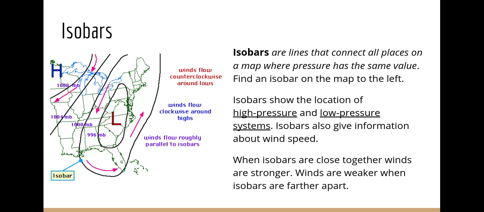So let's talk about how we can read different kinds of weather maps. This is one kind of weather map that's showing us how the winds are flowing and the air pressure systems, and we can infer where weather fronts will happen, or we can guess where weather fronts will happen off of this graphic. So isobars, which are shown here, those black lines, are lines that connect all places on a map where pressure has the same value. So let's find an isobar on this map.